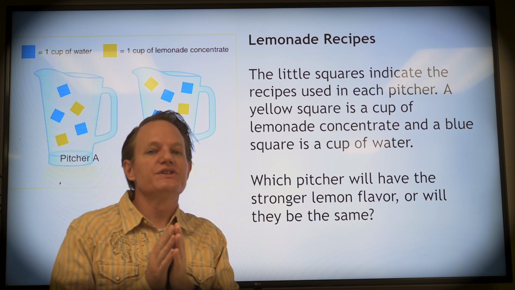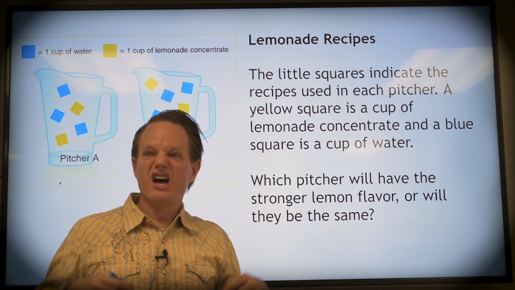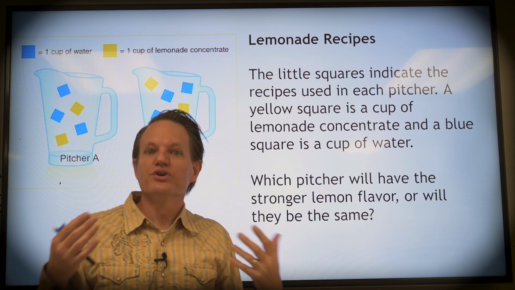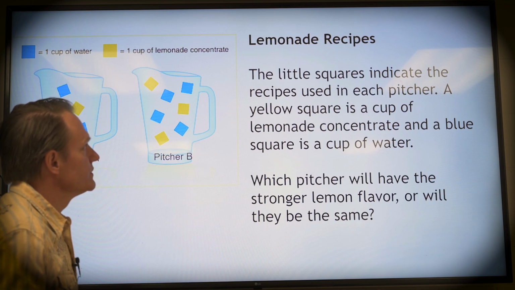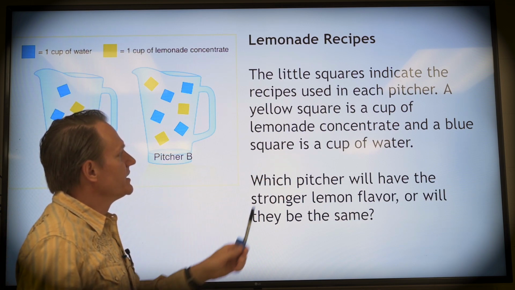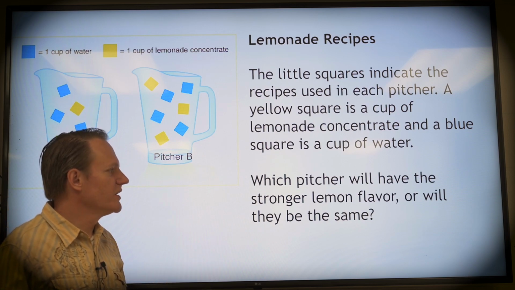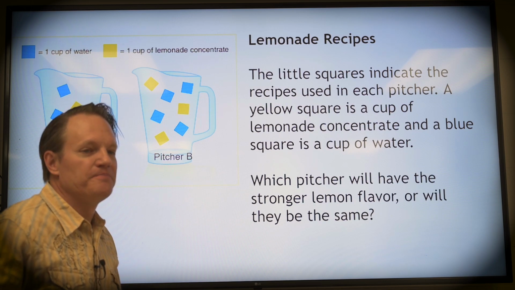And I really want students to look at problems as this is what is given. This is the world. There's no other information that we're using to solve this, right? We really have to look at what is given to us. A yellow square is a cup of lemonade concentrate, and a blue square is a cup of water. Which picture will have the stronger lemon flavor, or will they be the same?